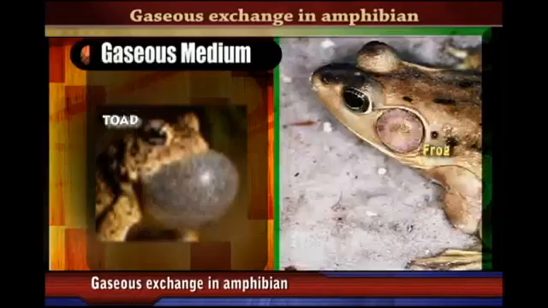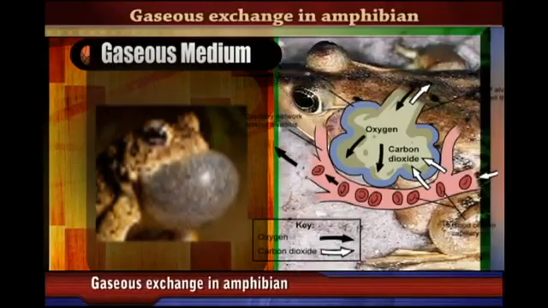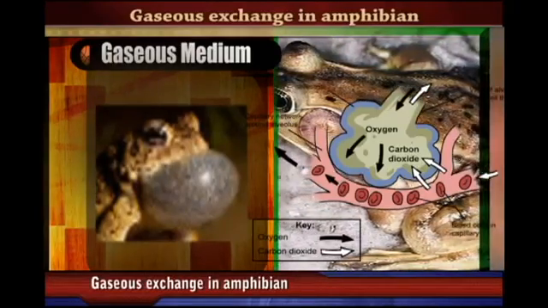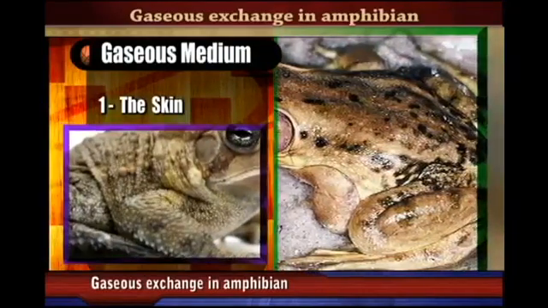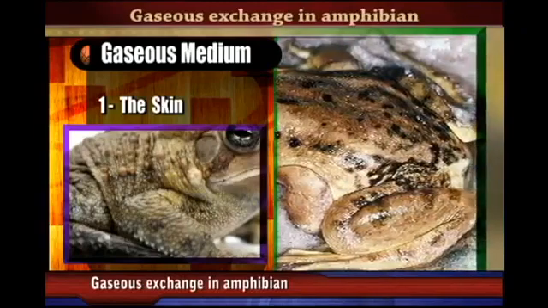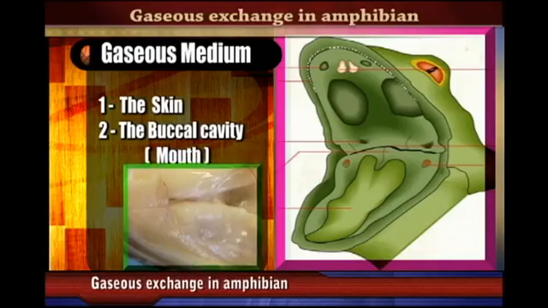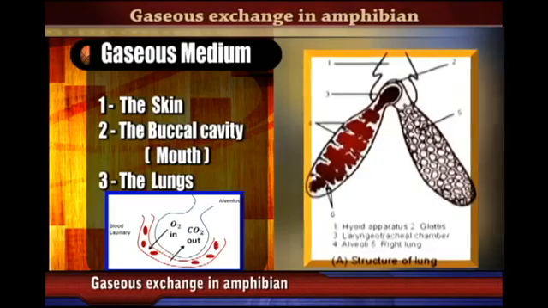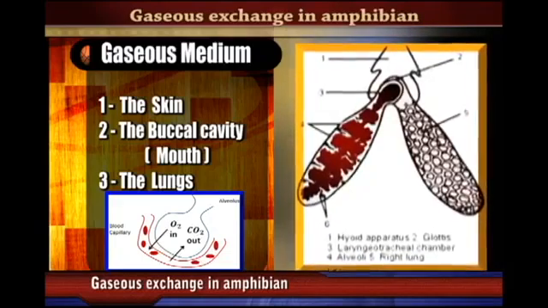Gaseous exchange in amphibians. Gaseous exchange in amphibians takes place in three main body parts. We have the skin, where gaseous exchange will take place. It will take place in the buccal cavity, that is in the mouth, and it will take place in the lungs.